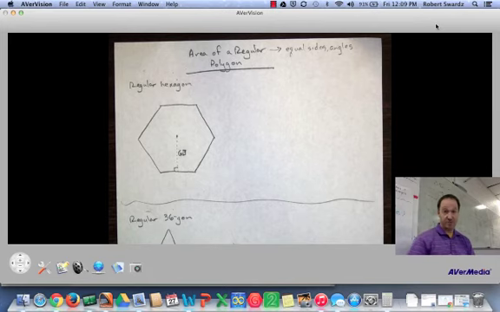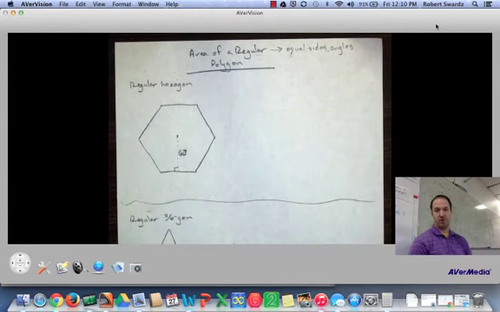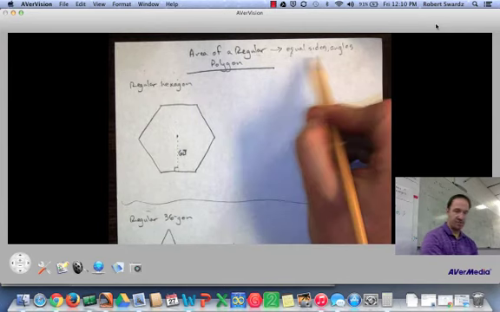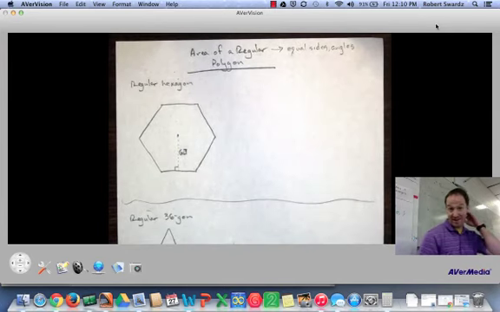There aren't special names for every number of sides on a polygon. So if it's a pentagon, we could call it a regular pentagon, or a regular hexagon, or a regular octagon, nonagon, decagon, dodecagon, depending on how many sides there were. But regular means equal sides, equal angles. And the question here is, how do we find the area?